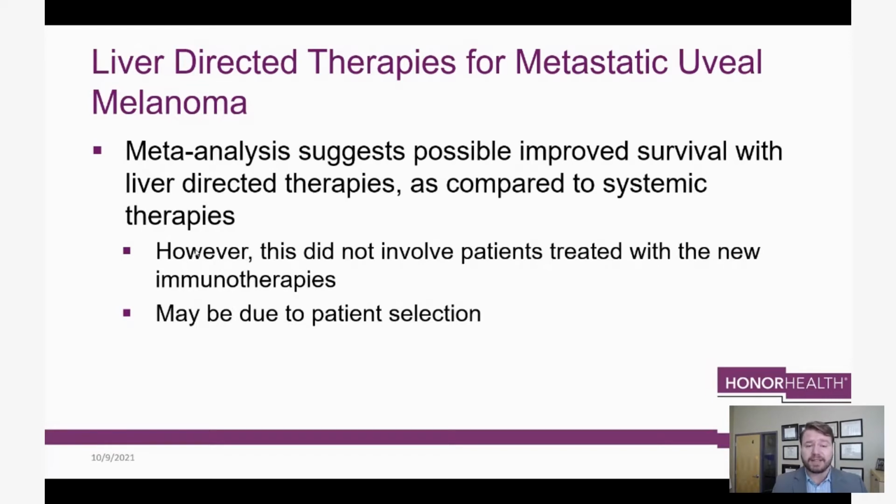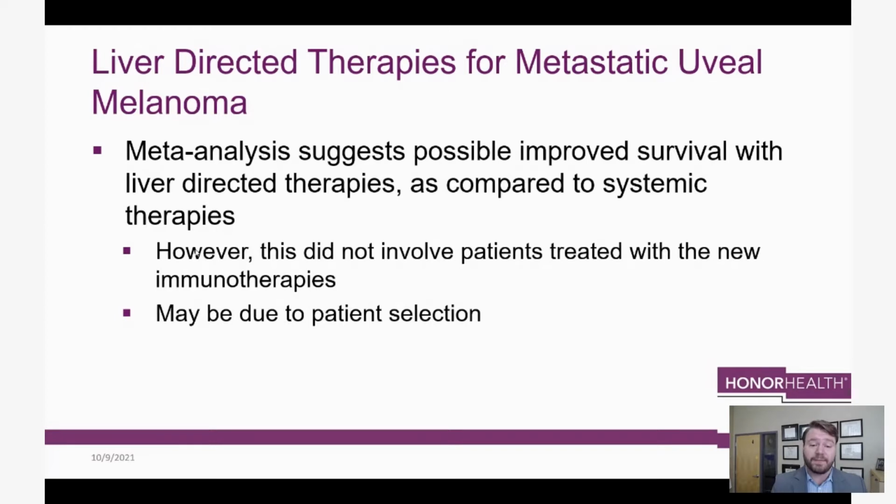This meta-analysis included trials of treatments that we currently no longer use. Usually right now for metastatic uveal melanoma, we're doing immune therapy-based treatments. Most of the trials included in this meta-analysis were before those times. And so we don't actually know if this is true anymore with the current treatment landscape of metastatic uveal melanoma. The other thing is that this may be due to patient selection.